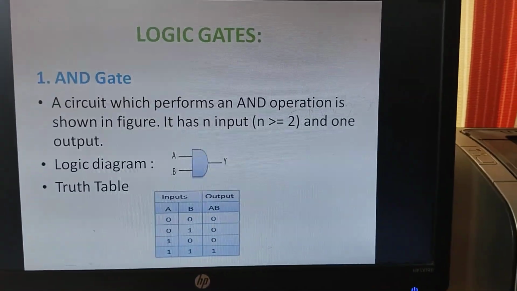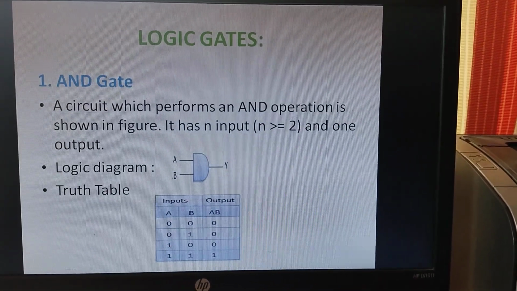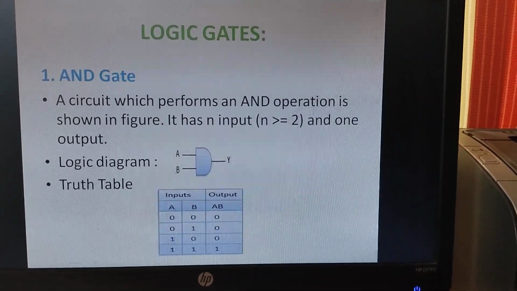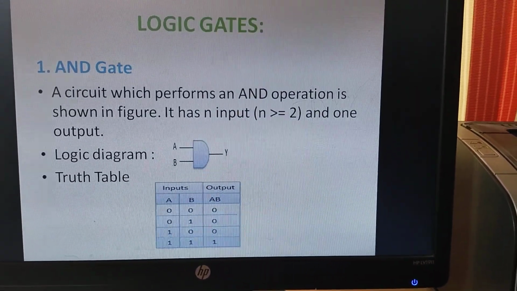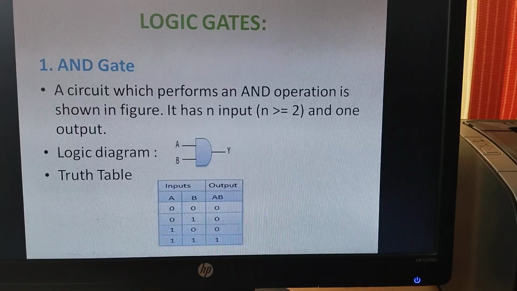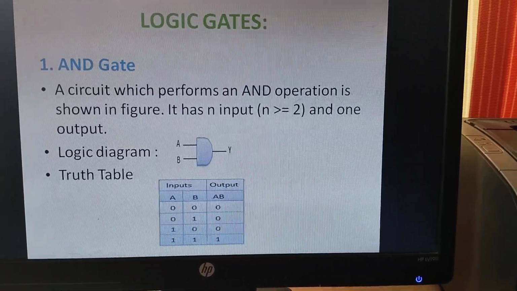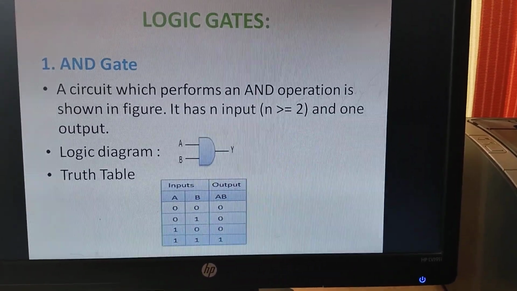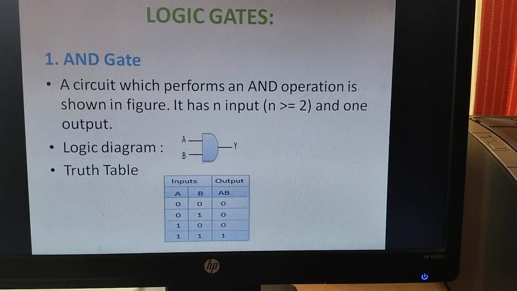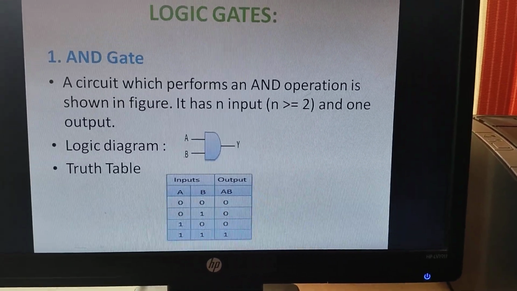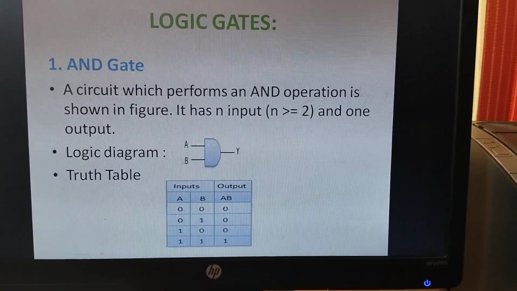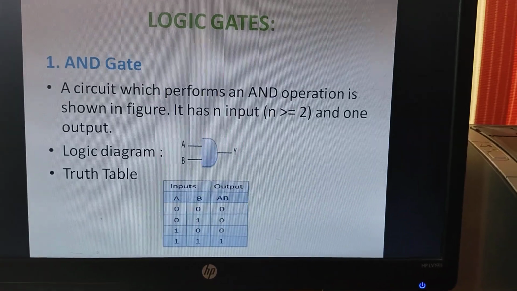You previously discussed A dot B or AB. Now the truth table: for inputs A and B both 0, output is 0. Input 0 and 1, output is 0. Then 1 and 0 input, output is 0. Then both inputs are 1, finally output is 1.